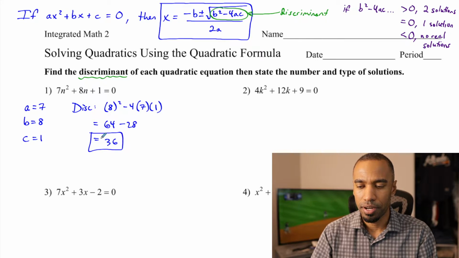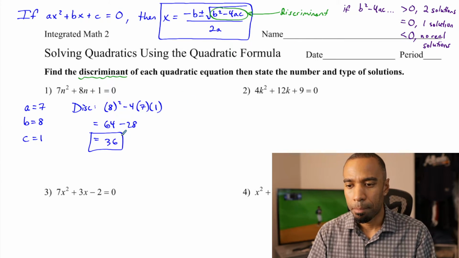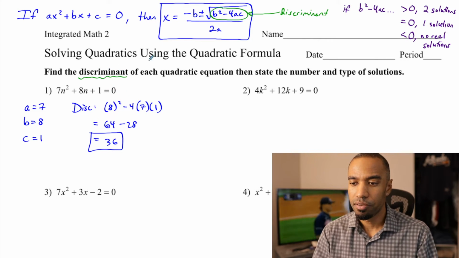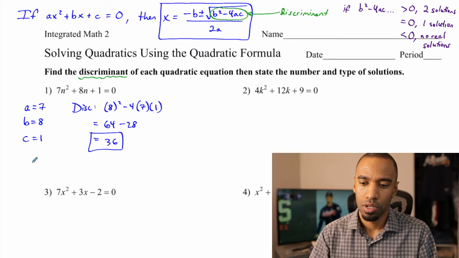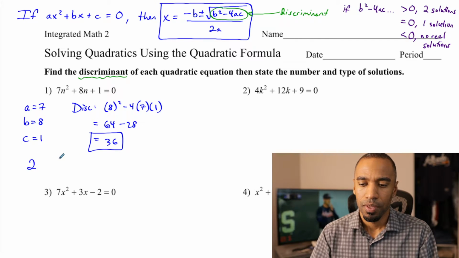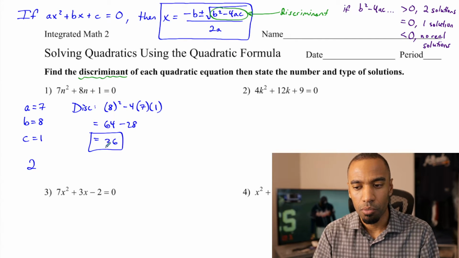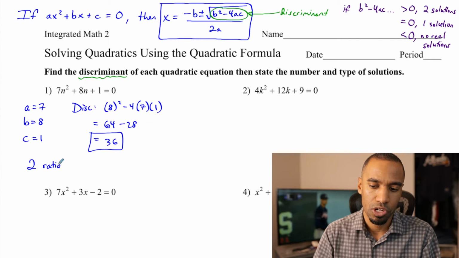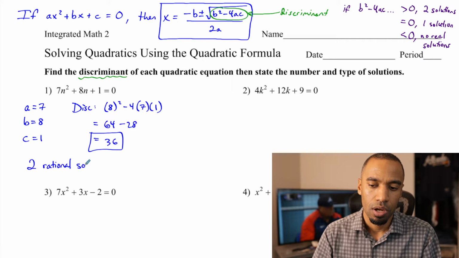So that number 36, it is a positive value. 36 is greater than 0, obviously. And a positive discriminant means you'll have two real solutions. So there are two solutions, but furthermore, it's also a perfect square value. So these are two rational solutions.